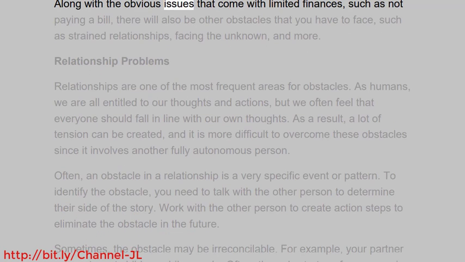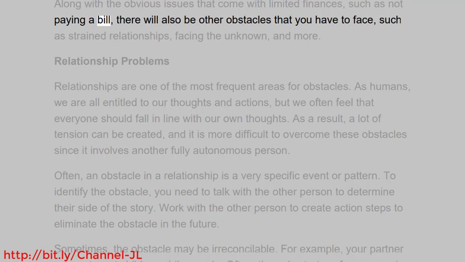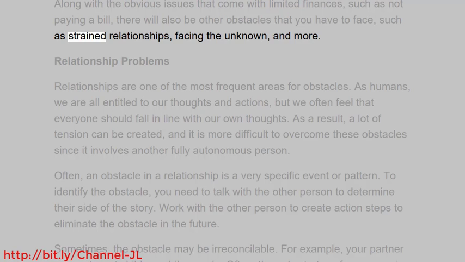Along with the obvious issues that come with limited finances, such as not paying a bill, there will also be other obstacles that you have to face, such as strained relationships, facing the unknown, and more.